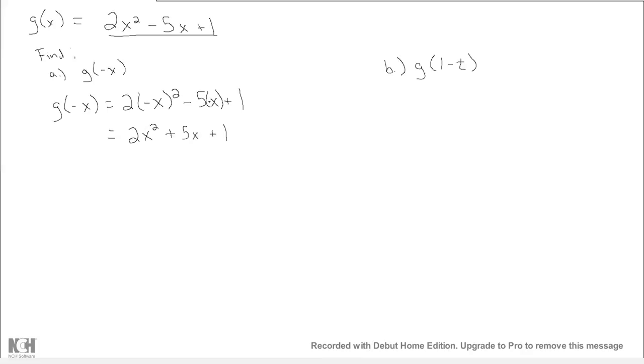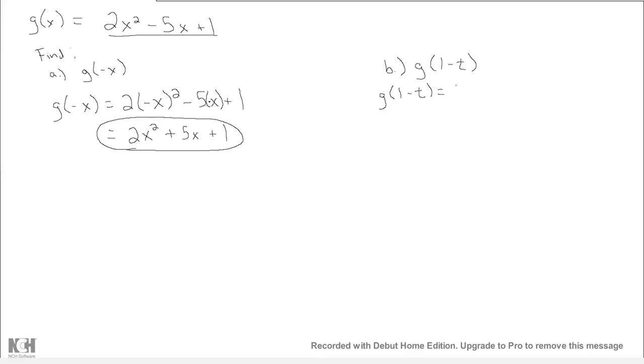At this stage I would combine like terms if I had any. I do not, because the first x is squared and the next x is not, so they're not considered like terms. So this is actually my final answer for g of negative x: 2x squared plus 5x plus 1. I'm going to do a similar thing for g of 1 minus t.